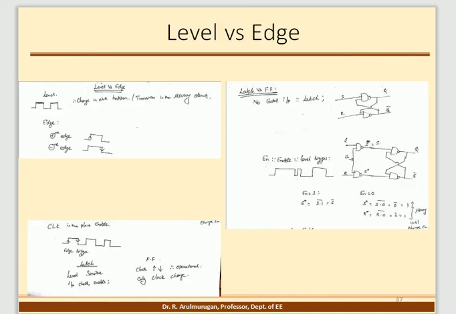The next topic is edge and level triggering. Positive edge means the signal moving from 0 to 1, and 1 to 0 means negative edge. So there is positive edge triggering and negative edge triggering. Then level triggering. Level means on; another name for level is a pulse. So it goes to on pulse and off pulse, and the change in the circuit happens with the on pulse and off pulse.